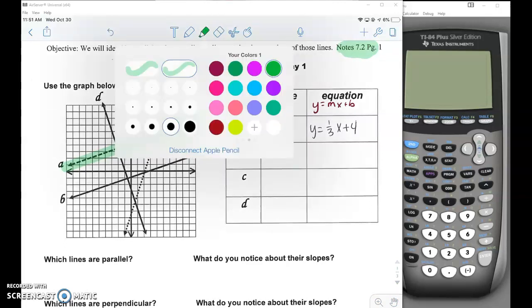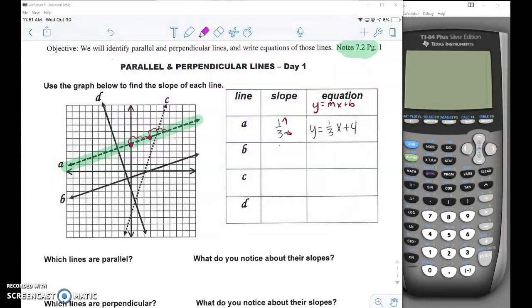Line B is this solid line. Finding the slope, we are going from one point to the next, up 1 and over 1, 2, 3. So again, our slope is 1/3. Our y-intercept is at -1. So our equation is y equals 1/3 x minus 1.